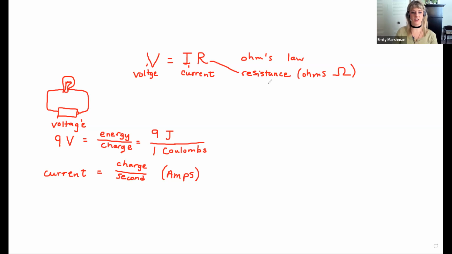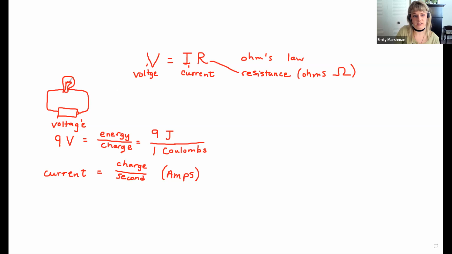Resistance depends on the material. Some materials have very low resistance, like copper, for example. Copper is a common household wiring material. It has low resistance and it allows the current to flow very easily through it. But if you look inside of a light bulb, the little filament in the light bulb actually has very high resistance.